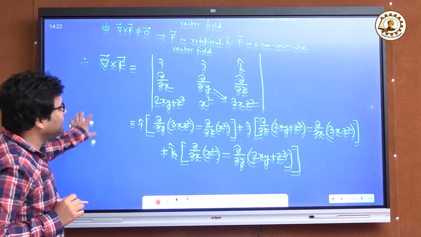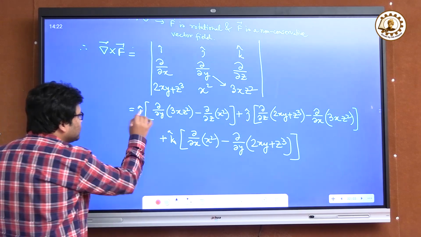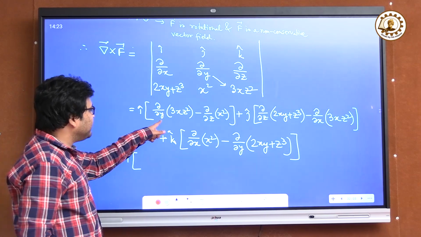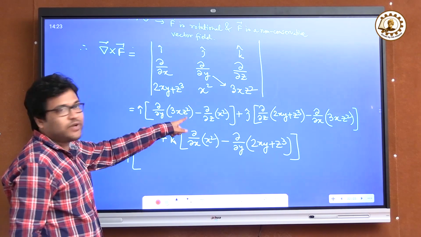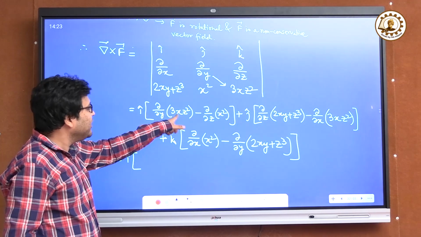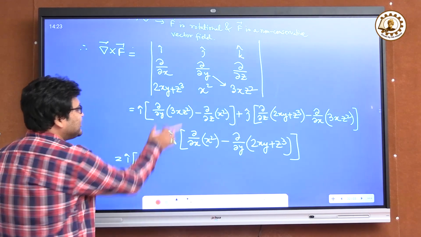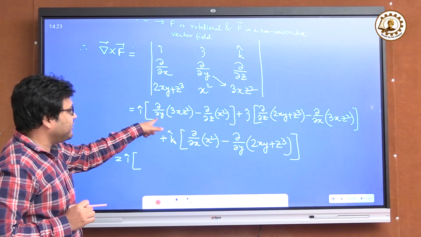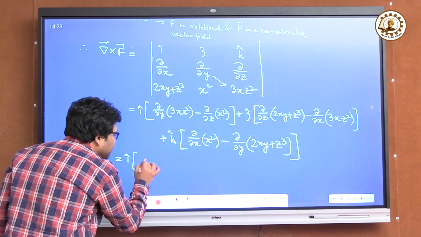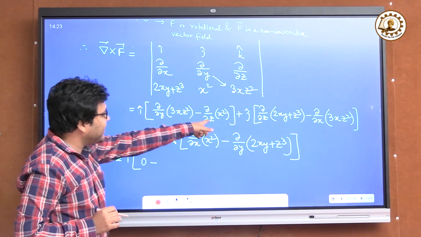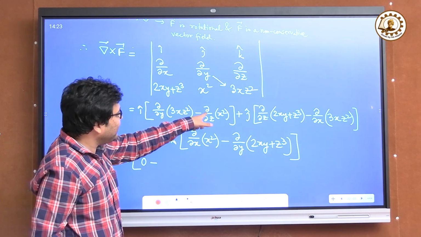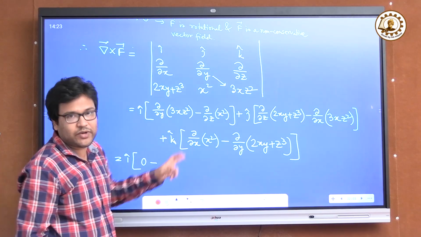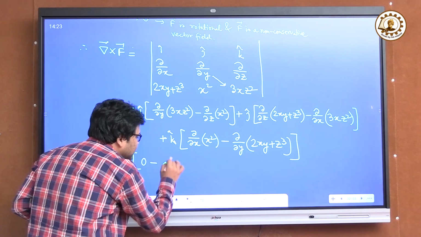Okay, now we have to solve all these differentiations. Let's talk about the i cap component. Here we have the partial derivative with respect to y acting on 3xz square. As you can see, in this particular term there is no y, so this whole term is taken as constant if we operate the partial derivative with respect to y. So it leads to 0. Minus, let's talk about the second term. Here we have the partial derivative with respect to z acting on x square. Obviously, it also results in 0.